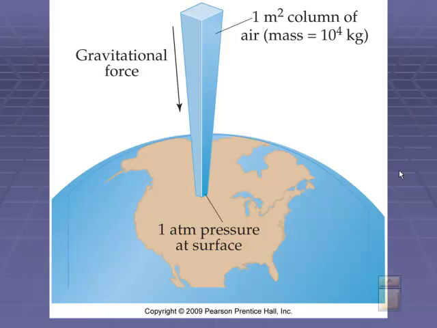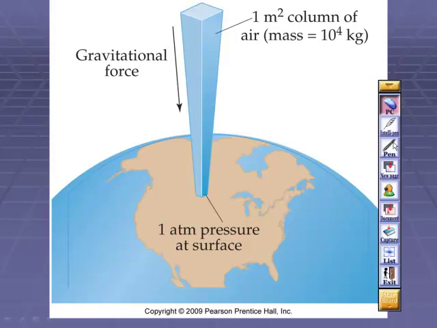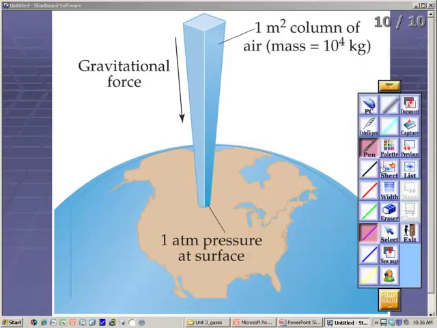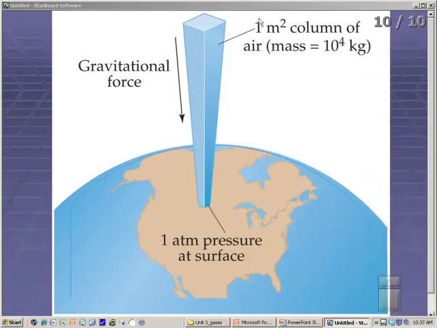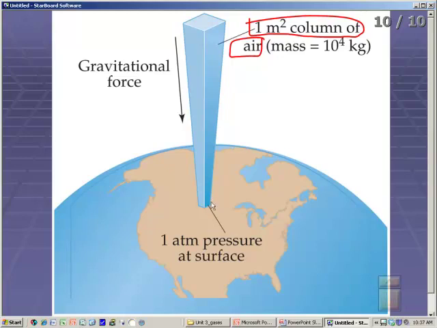So this is something that I think you guys may want to write down, because this particular unit is used an awful lot. So 1 meter squared, so that's area, of a column of air at sea level. So you have to be standing at sea level. Has a mass of 10 to the 4th kilograms. You see that? 10 to the 4th kilograms. I'm going to show you how they figured that out.